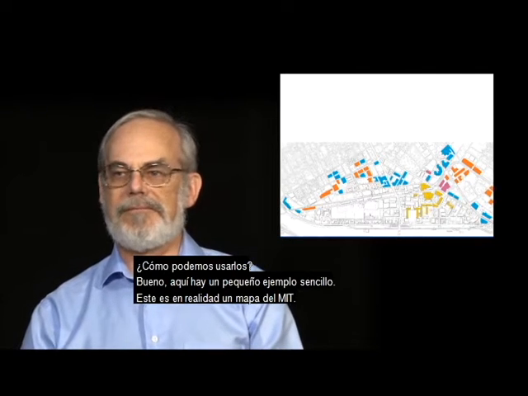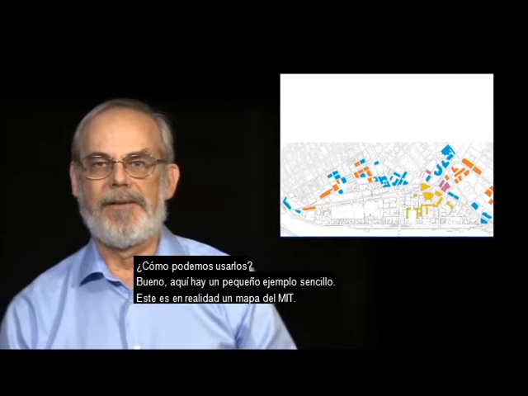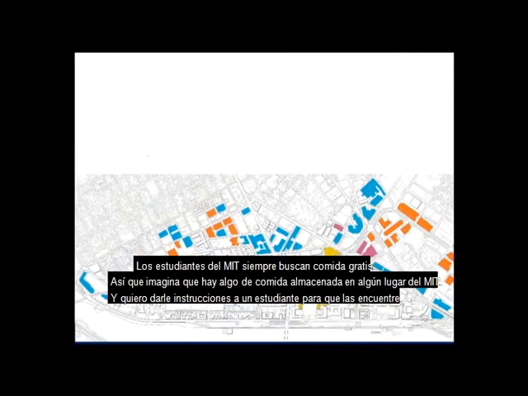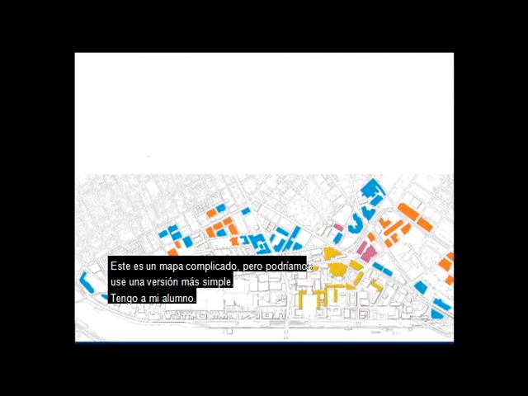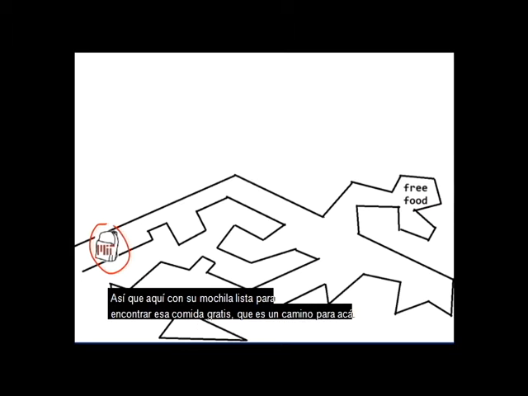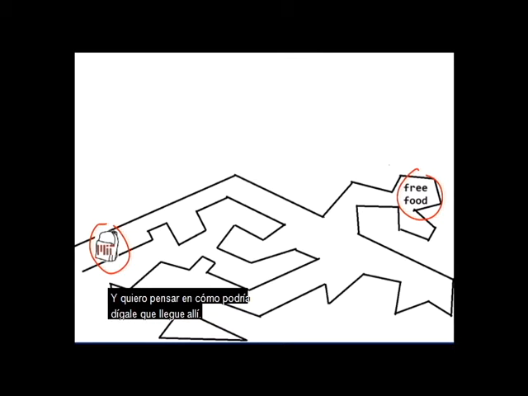How might we use these? Well, here's a simple little example. This is actually a map of MIT. MIT students are always looking for free food. So imagine there's some food stored away somewhere at MIT, and I want to give instructions to a student to find them. All right, this is a complicated map, but we could use a simpler version of it. I've got my student. He's over here with his backpack ready to find that free food, which is way over here, and I want to think about how would I instruct him to get there?